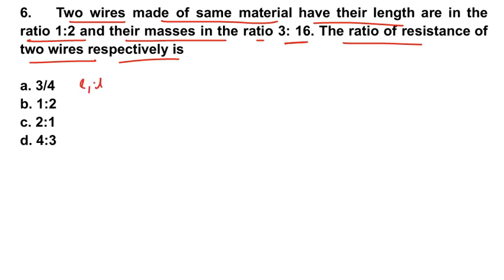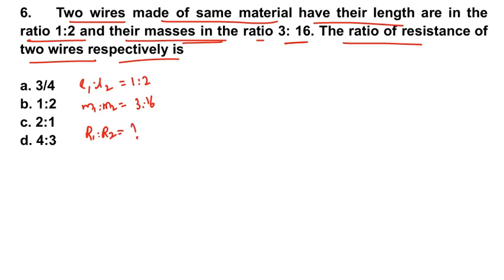L1 is to L2 is given as 1:2, and the masses are in the ratio 3:16, so M1 is to M2 equals 3:16. What is being asked? The ratio of resistances. So R1 is to R2 equals how much, you have to calculate.